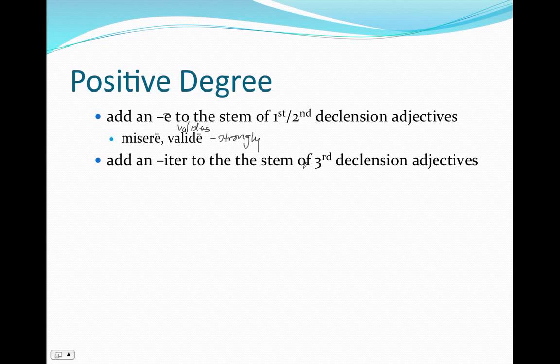Or we can take third declension adjectives of any number of terminations and add -iter to the stem. So from fortis, drop off the ending and add -iter: fortiter, strongly. Or from gravis, graviter. Or from celer, we take our stem, which is celer, and it becomes celeriter. So from swift to swiftly.